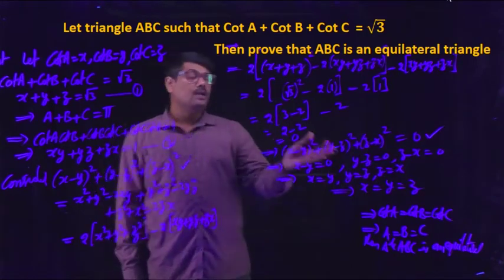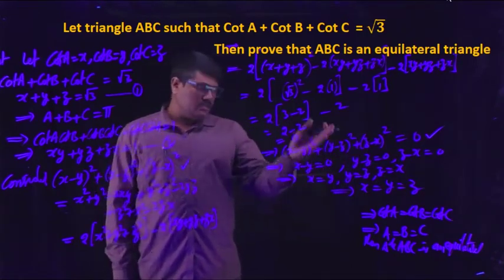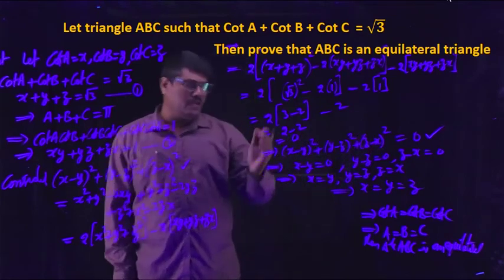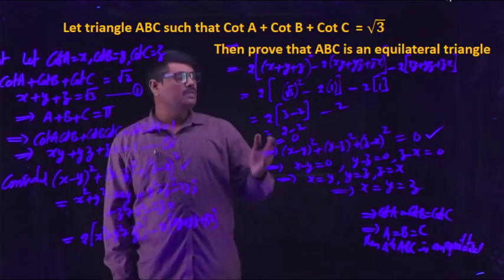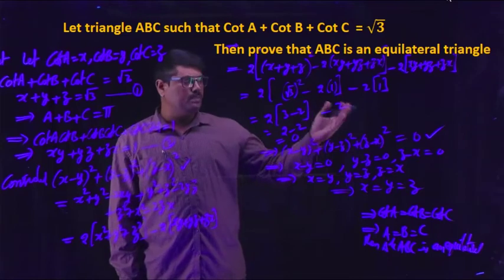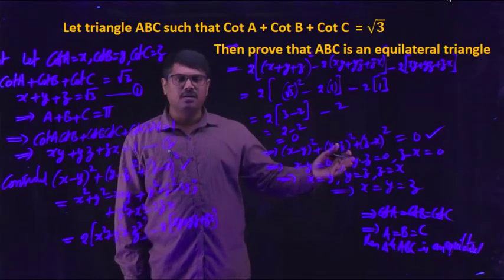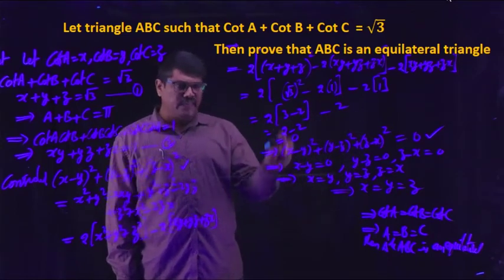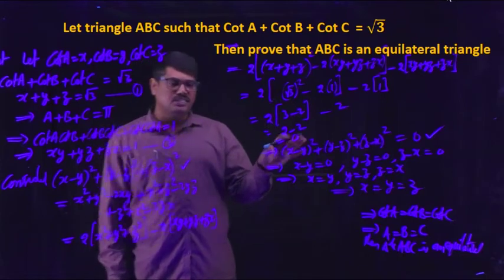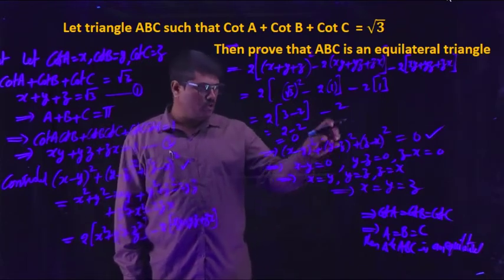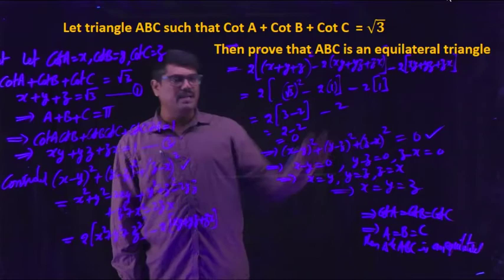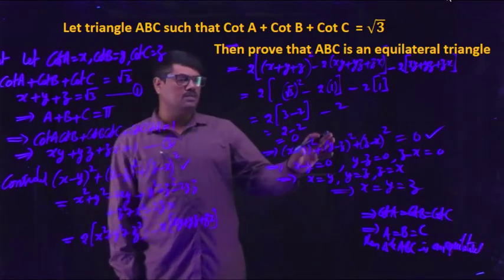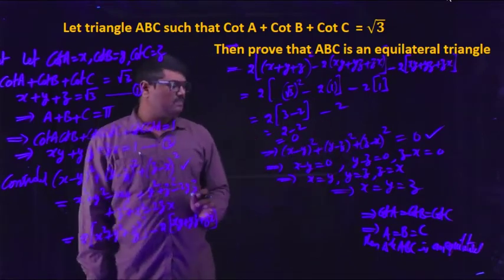Here you need to observe one point. This LHS is a whole square value, all are positive values. The sum of all positive values becoming 0 is not possible. It is possible only if each part of the expression is 0. That means x minus y is 0, y minus z is 0 and z minus x is 0. This is the key point of the problem.